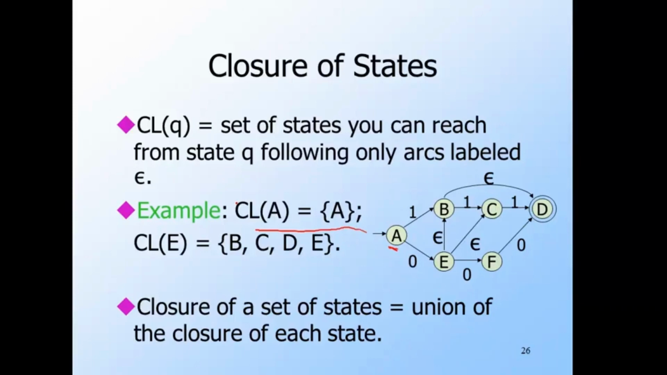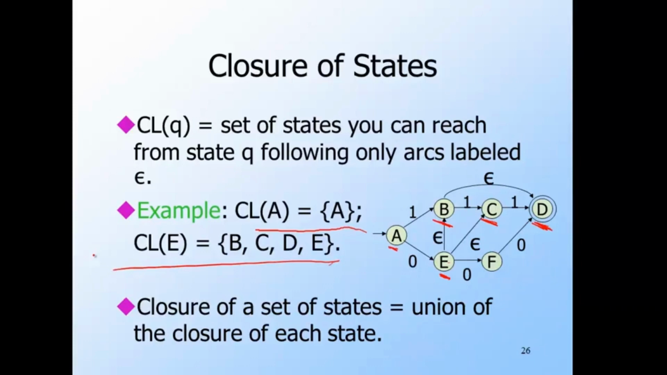So closure of a state always contains at least itself. The closure of E is trickier. Okay, we start in E. Surely we can reach E. Then there are epsilon transitions from E to B and C, so we can surely get to B and C. But now we have to see where we can get to from B and C. Well, C doesn't have any epsilon transitions out, so we can't get anywhere else. But B also has a transition on epsilon to D. D has nowhere else to go on epsilon. So the conclusion is that the closure of E is all of B, C, D, and E. And that's what we've written here.